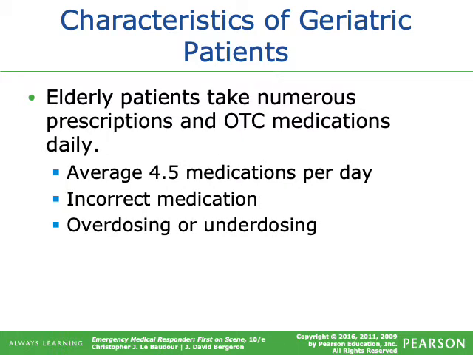Our elderly patients take numerous prescriptions and over-the-counter medications daily. The average person over 65 takes about 4 to 5 medications per day. You also have issues with them taking the incorrect medication or accidentally overdosing or underdosing themselves.